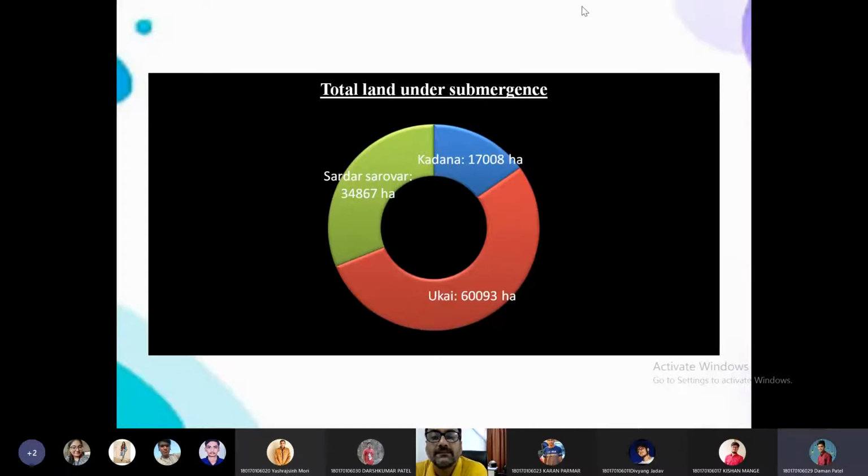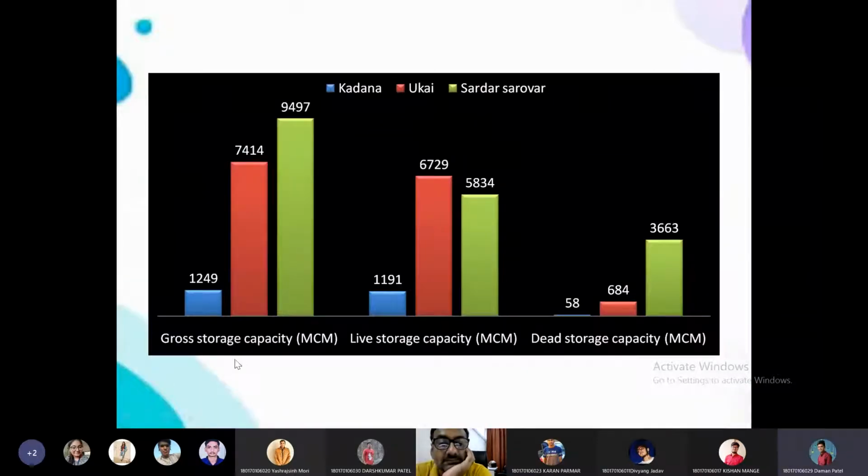Total land under submergence, including land, wasteland, and forest area. In Sardar Sarovar, 34867 hectare. For Kadana, 17008 hectare, and in Ukai, 60093 hectare. These are the storage capacities: gross storage capacity is the first, the second is live storage capacity, and the third is dead storage capacity.